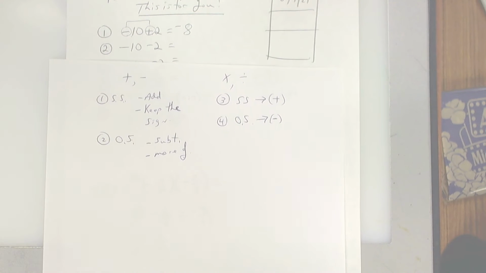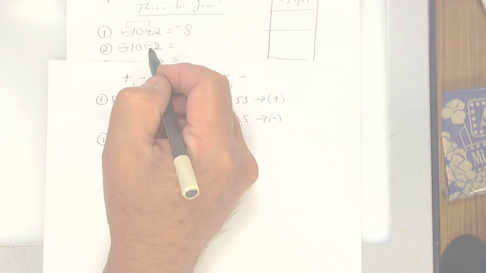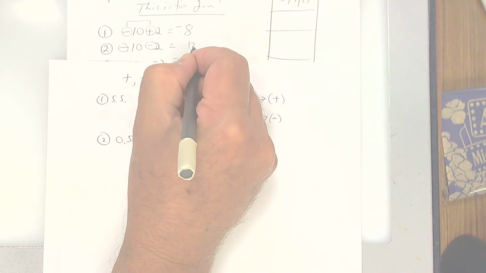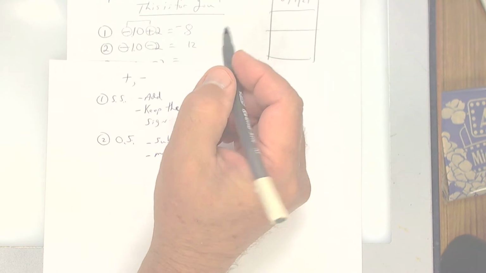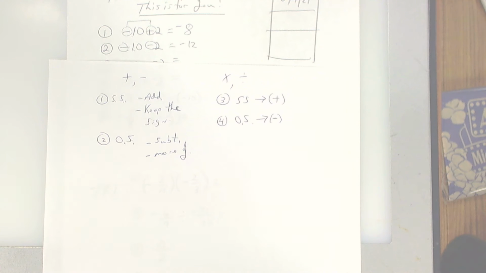Look at the next one. Does this one look like that one? The answer is yes. So the rule is you add the numbers, 10 plus 2, and you keep the sign. That's it. If you use these rules and memorize these rules, you will do much better. So whoever taught you algebra hopefully tried to teach you these rules. But at this point, you need to start memorizing this.